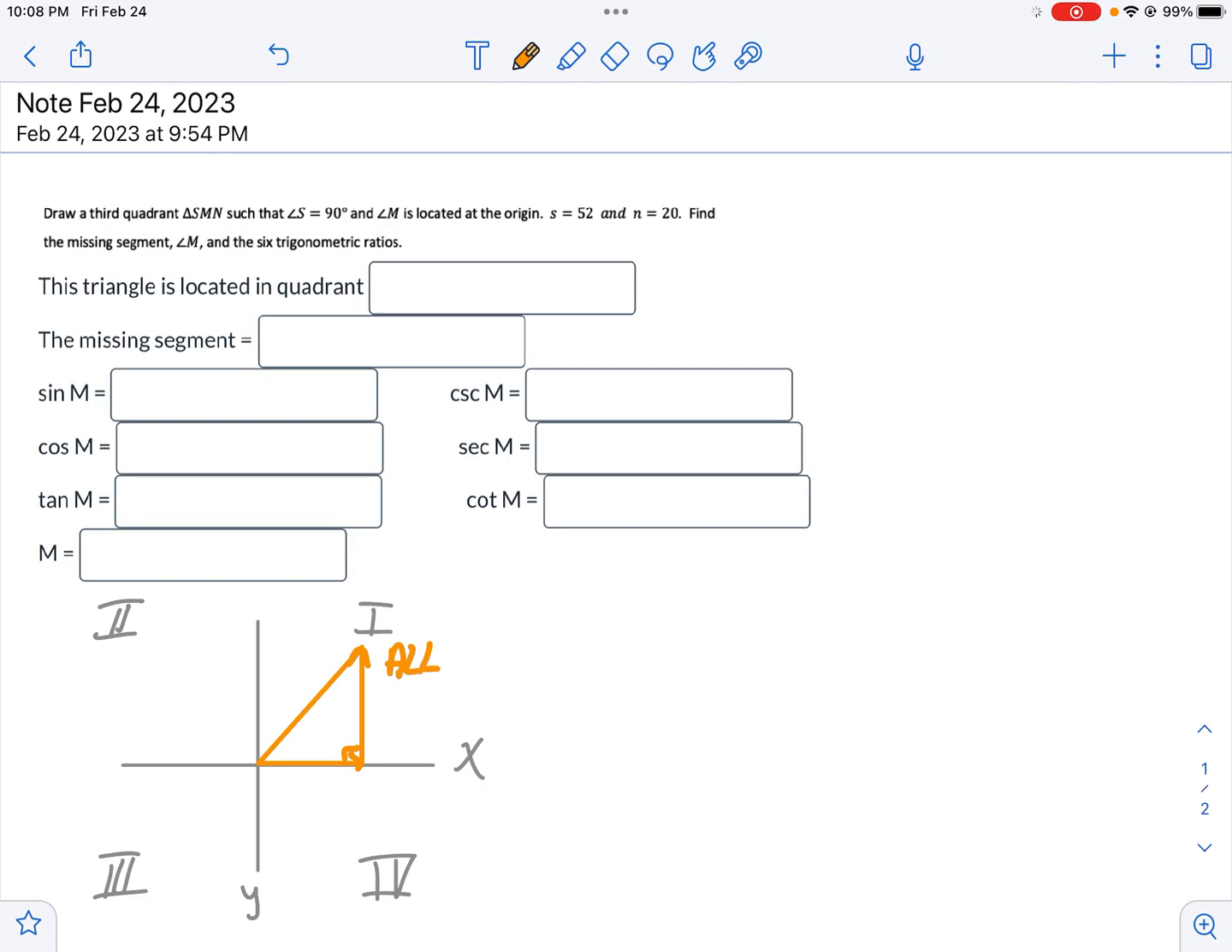Okay? But if you draw it in the second quadrant, going to the left is a negative direction. So your second quadrant triangle, anybody that has the horizontal number in it will be a negative number. So the only thing that doesn't have the horizontal number in it is sine. So sine is positive in quadrant 2.